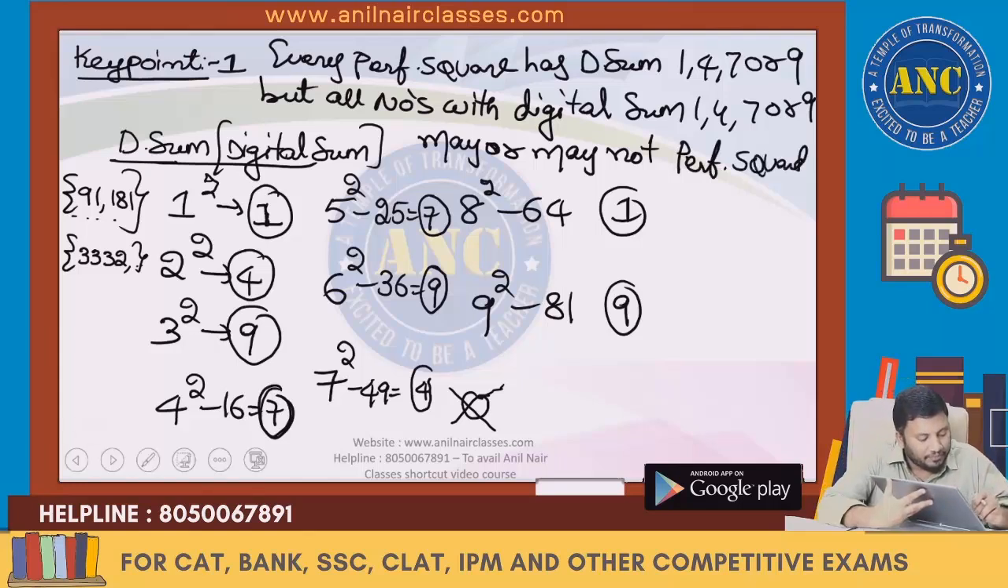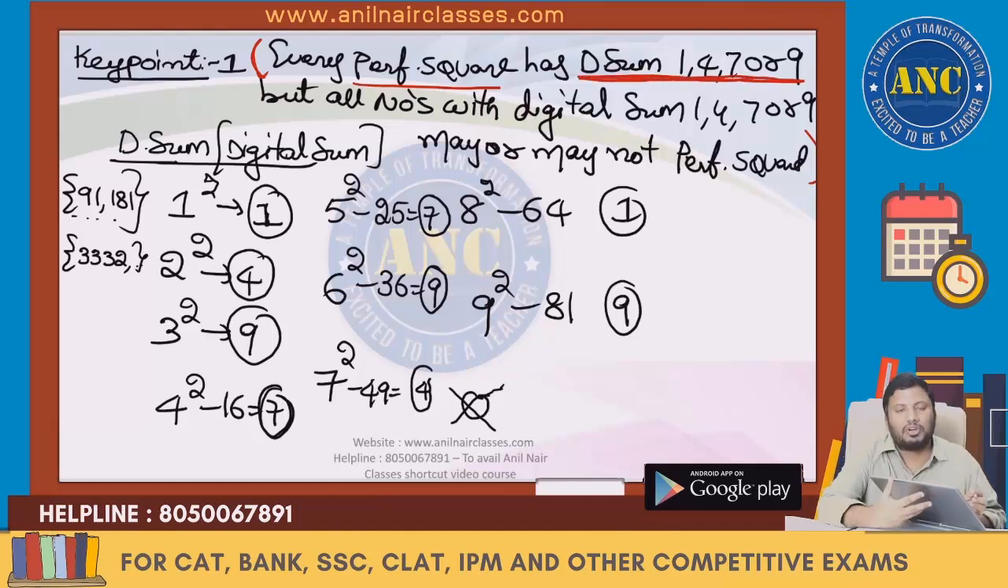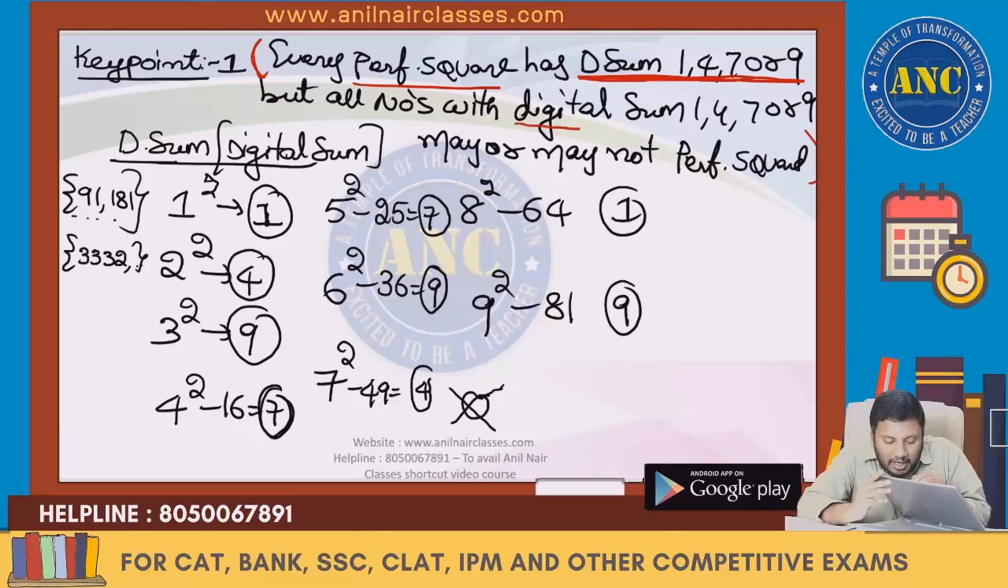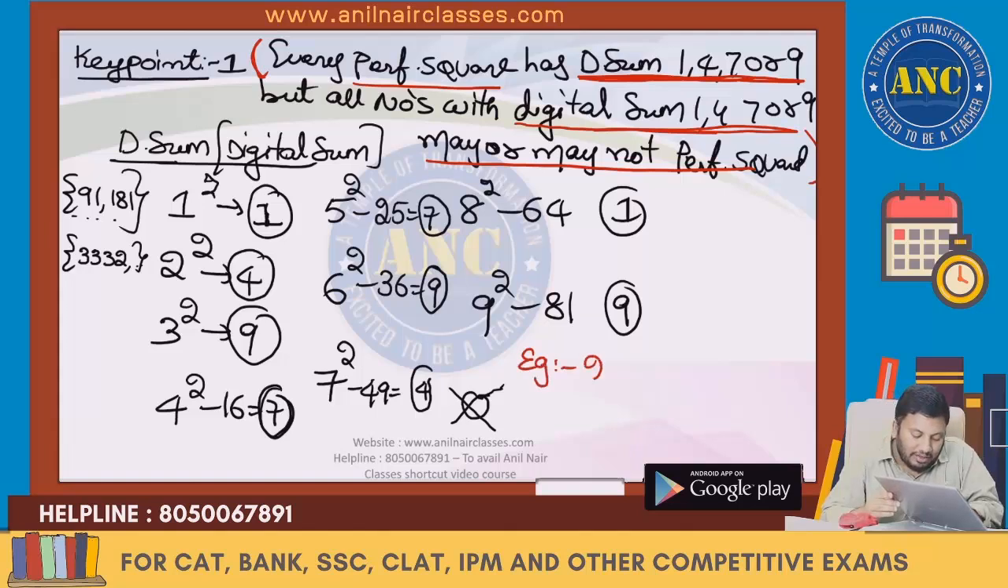Please write down. If a number is a perfect square, it will have digital sum 1, 4, 7 or 9. But if the number's digital sum is 1, 4, 7 or 9, it may or may not be a perfect square. Example, 25. 25 is a perfect square. What is the digital sum of that number? 2 plus 5, 7.